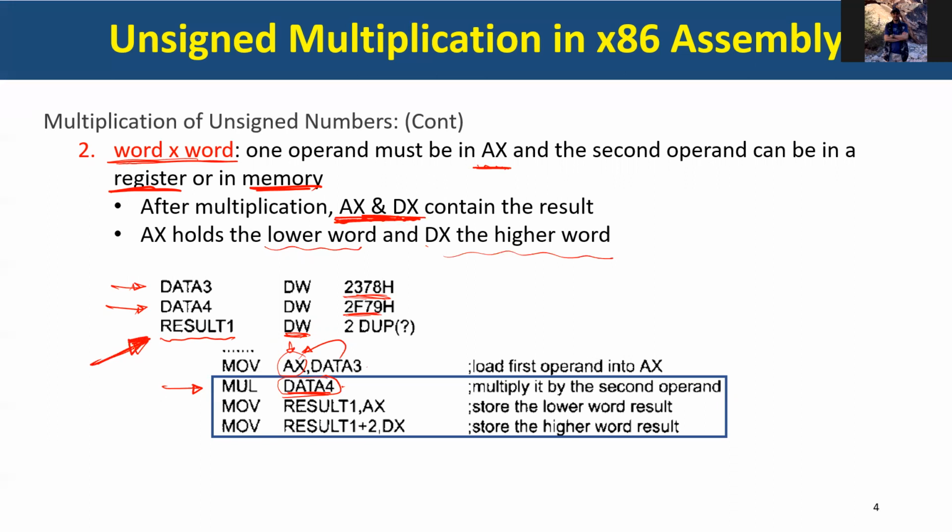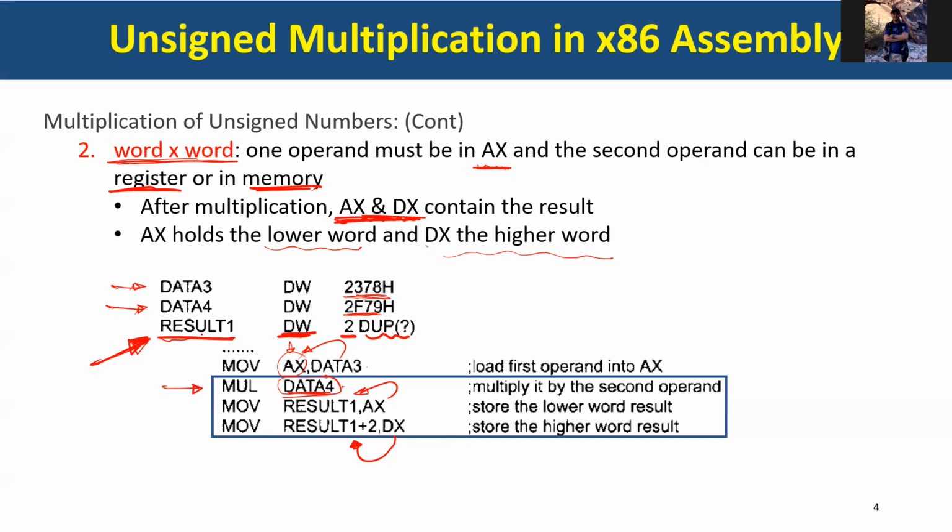Since we want to store the final result in the result1 variable, then you can move AX to the first 2 bytes of result1, then store the higher word, which is in DX, in the higher word of result1. Result1 here is of word size. It has 2 locations. It's an array. Each array location is of word size, and it's DW, or duplicate. Question mark means don't initialize these 2 locations.